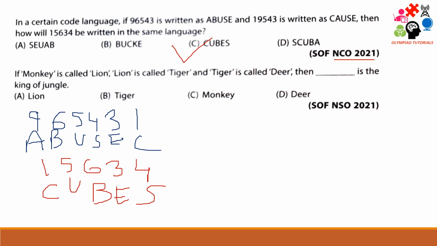And here one more question you have. If monkey is called lion, lion is called tiger, tiger is called deer, then dash is the king of the jungle. So you know the king of the jungle is the lion, but lion is called a tiger in the given code. So here your option is going to be option number B, tiger is the correct answer. This question was asked in the National Science Olympiad of 2021.